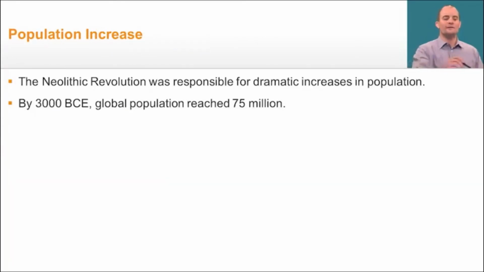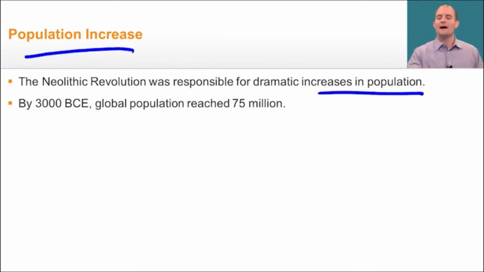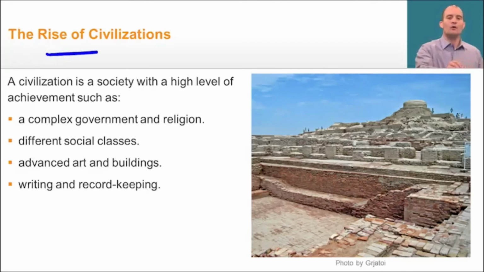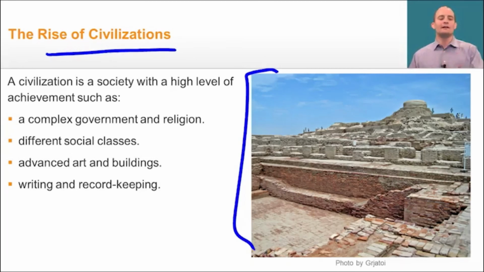But in addition to all this, there are massive population increases that are taking place. Now, the Neolithic Revolution was responsible for dramatic population increase, where by the year 3000 BCE, remember that is 3,000 years before year 0, the global population is estimated at 75 million people. Because you have so many people, there's a rise of civilizations. You can see an example of an early civilization of Mohenjo-Daro, which is in India.